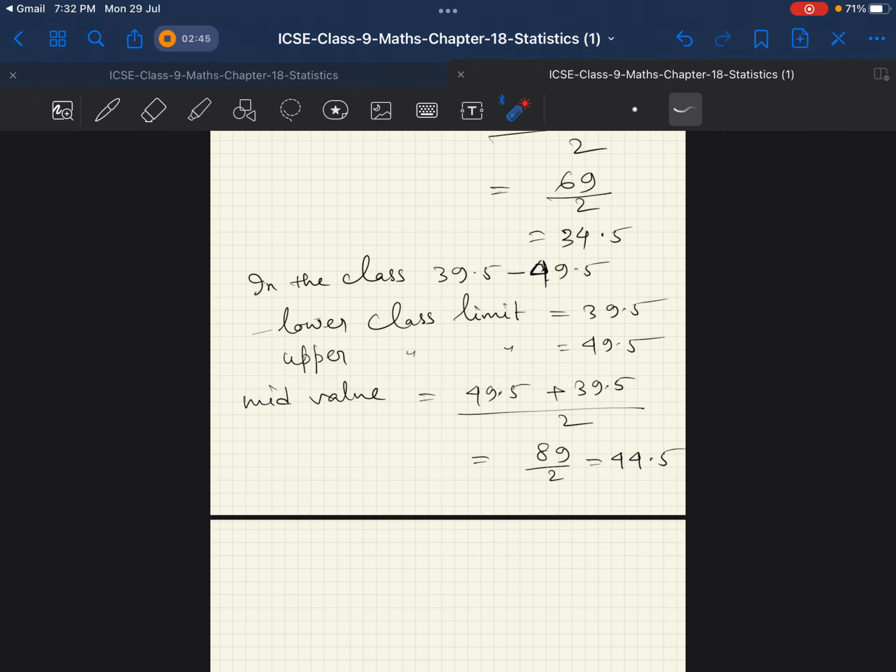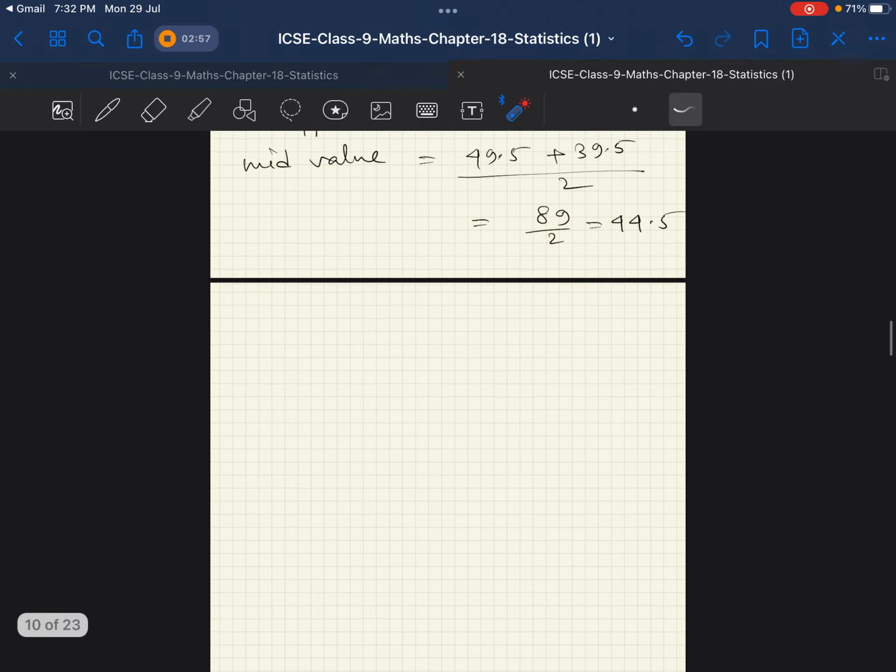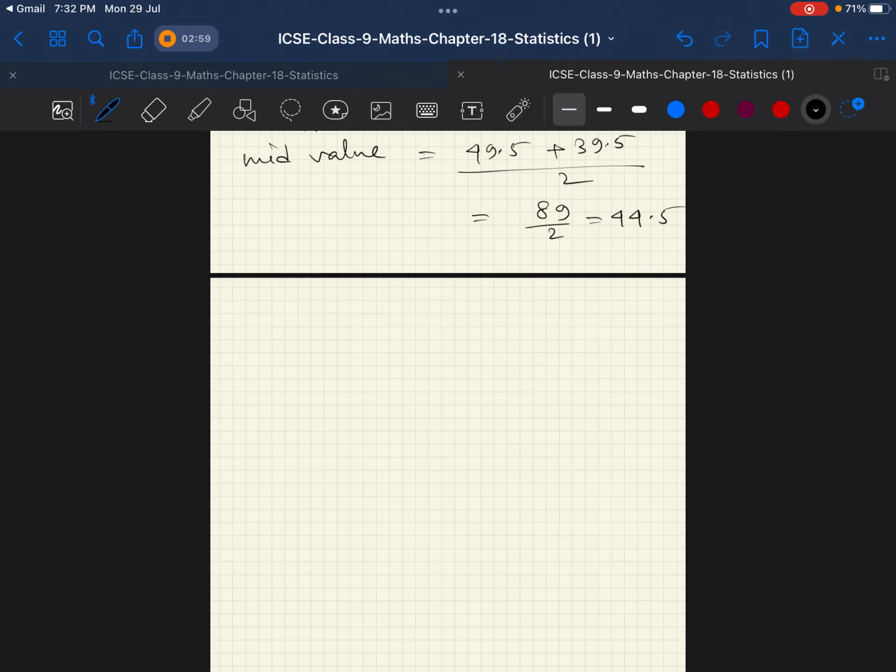And in the class 39.5 to 49.5, lower class limit 39.5 and upper class limit 49.5. Mid value is the sum of lower limit and upper class limit by 2. So this will be 89 by 2, and 44.5.